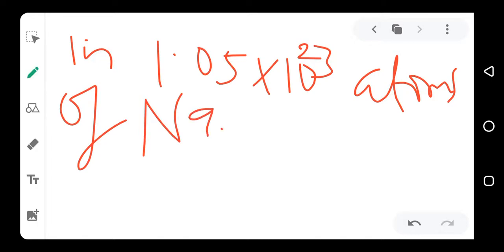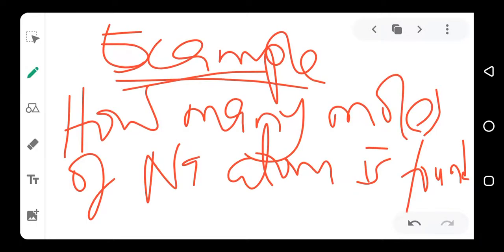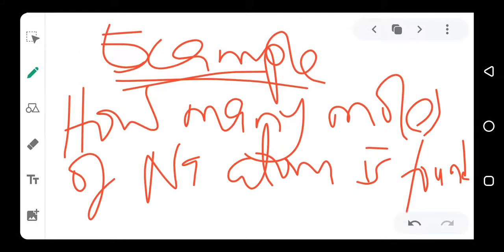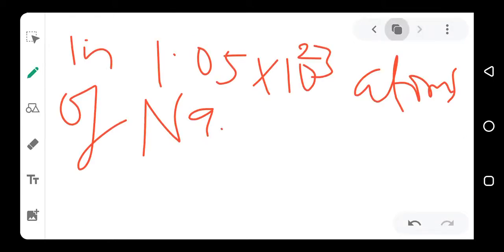How do we calculate this? Looking at the equation, we are given the number of particles of the sodium atom. So what we are looking for is the mole. When it comes to this, either we are looking for the mole or we are looking for the number of particles. Here we are given the number of particles and we are asked to find the number of moles. So the solution.